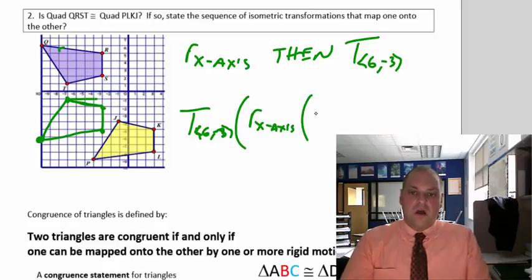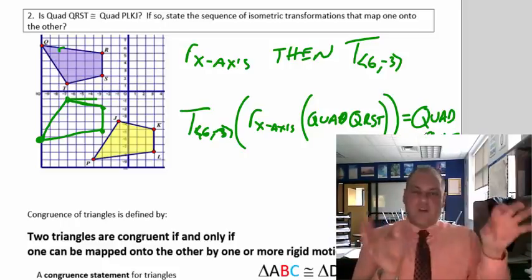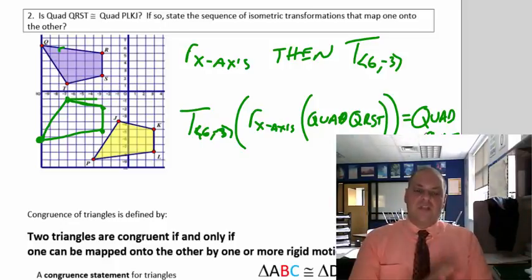of quad QRST, and then parenthesis, and that would equal quad PLKJ. All right, and there it is. So there's the sequence, and there's the function notation.